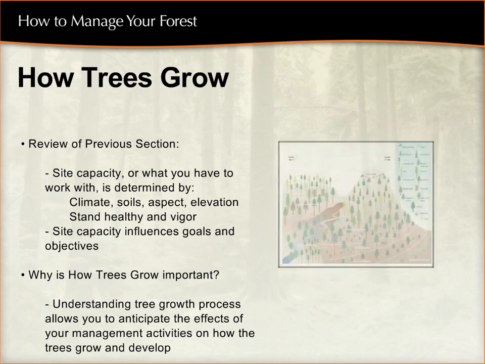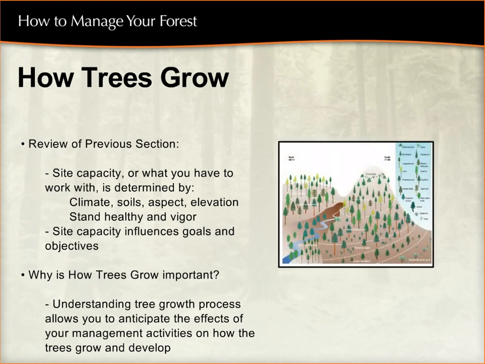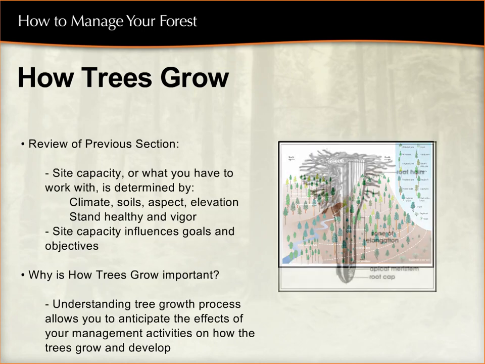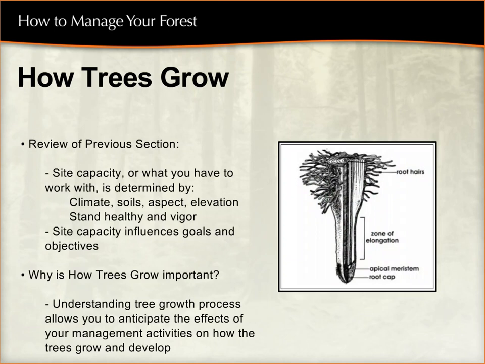In the previous section on site factors, we saw that the capacity of your site to grow trees is determined in part by physical factors, such as the climate, soils, aspect, elevation, and so on. And we learned that site capacity is also a function of the health and vigor of the trees. It is important to understand the capabilities of your site so you can determine reasonable forest management goals and objectives. It is also important to understand the biological process of tree growth because your forest management activities can have a direct influence on tree growth rates, stand health, tree form, and wood quality.